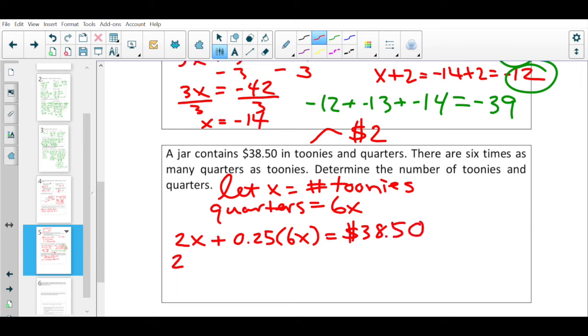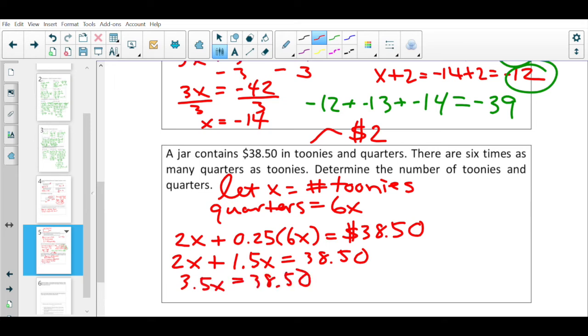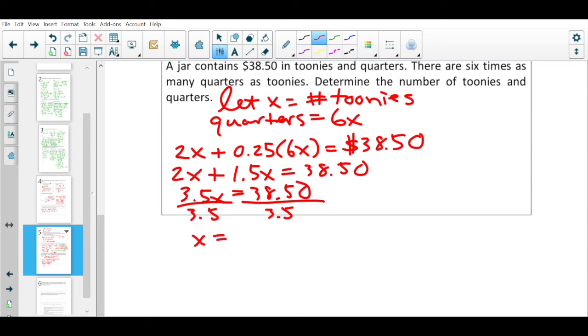Okay? 2x plus, let's see, what's 0.25 times 6? That's 1.5x. 2x plus 1.5x equals 38.50. That's 3.5x equals 38.50. x equals, what's 38.50 divided by 3.5? That's 11.